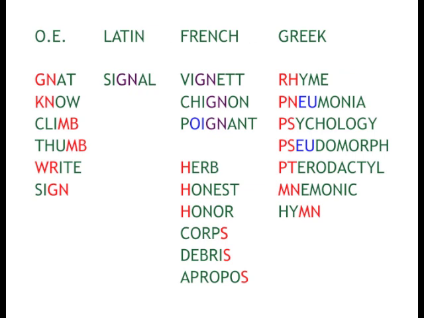French often has single silent letters, a silent H at the beginning or a silent S at the end. While GN is silent in words of Old English origin, it will be pronounced in Latin or French. It will have the normal sounds of G and N in Latin, like in signal, but sounds like NY in French, as in vignette or poignant.